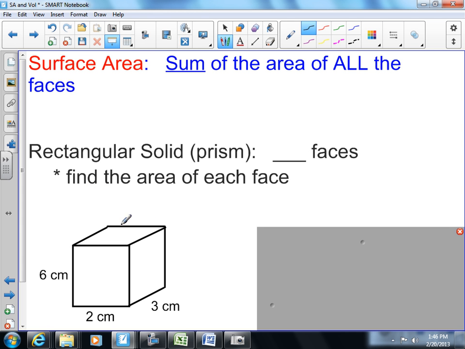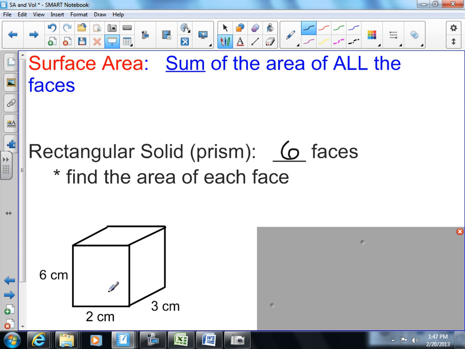So in a rectangular prism or solid, how many faces did you all decide there were? 6. Okay, we have 6 faces. We're going to find the area of each face. Now in some cases the faces are exactly the same, so we don't have to repeat it twice, we just double that amount. So what I'm going to ask you to do is to sketch a cube or a rectangular prism, make its dimensions 6 centimeters by 2 centimeters by 3 centimeters.